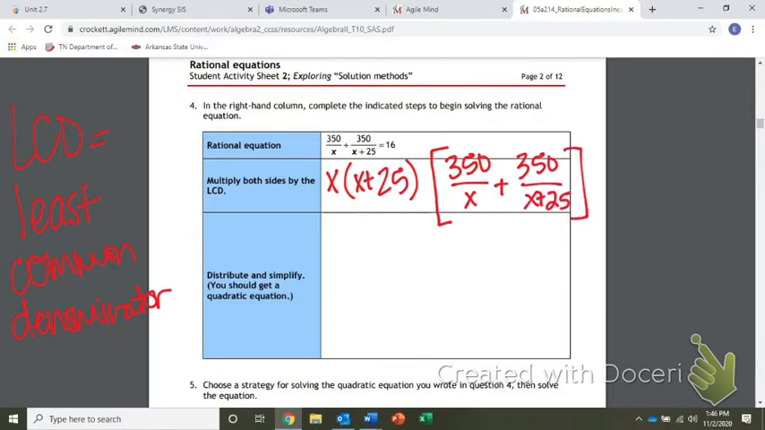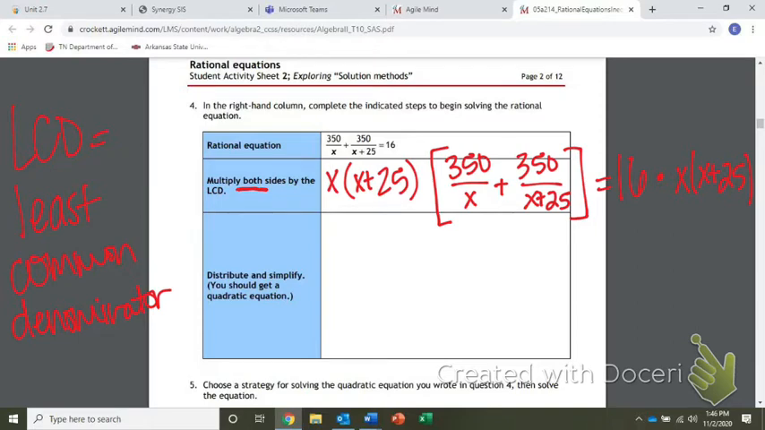Do I multiply that by one side or on both sides? One side. What does it tell us to do? Multiply both sides. So both sides of the equal sign. So I'm using both denominators on both sides of my equation.